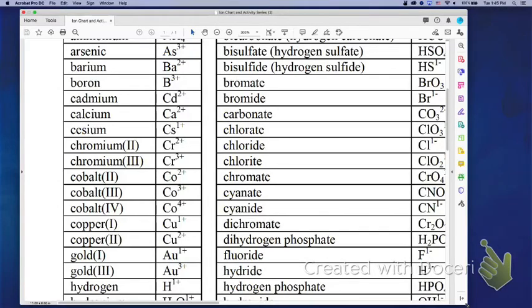So the first thing we're going to do, if you get out your ion chart on that yellow periodic table, I want to talk about some of the things that are going on here. And then we'll be continuing the notes from the other day, which should already be in Notability.